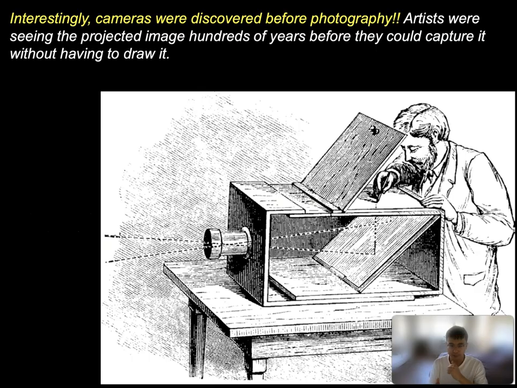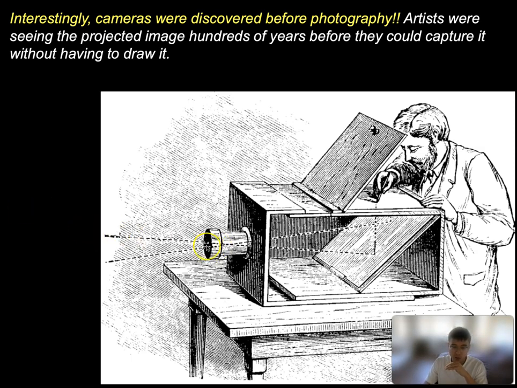Let's go back even further to understand the concept of the camera first. The camera was discovered before photography came along, and artists were seeing the projected image hundreds of years before they could capture it without having to draw it. So at the beginning, they invented this thing called the camera obscura, which means the window through a dark box.